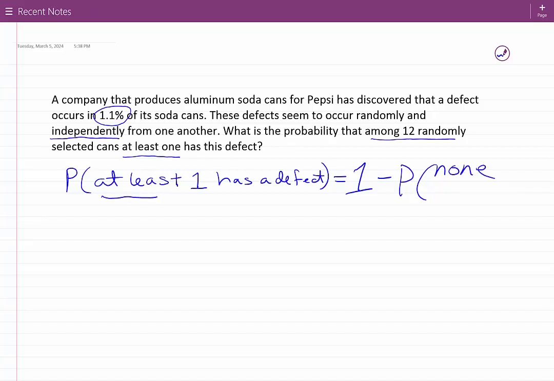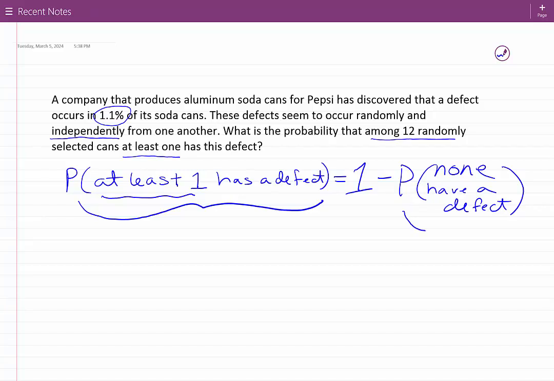Notice how it says at least one has a defect. Well, we're going to say none have a defect, right? And that's it. So now we can avoid the complicated calculation by just performing this calculation and subtracting that answer from 1. Okay, so let's see. How do you do that part? How do we get the probability that none out of 12 have a defect?